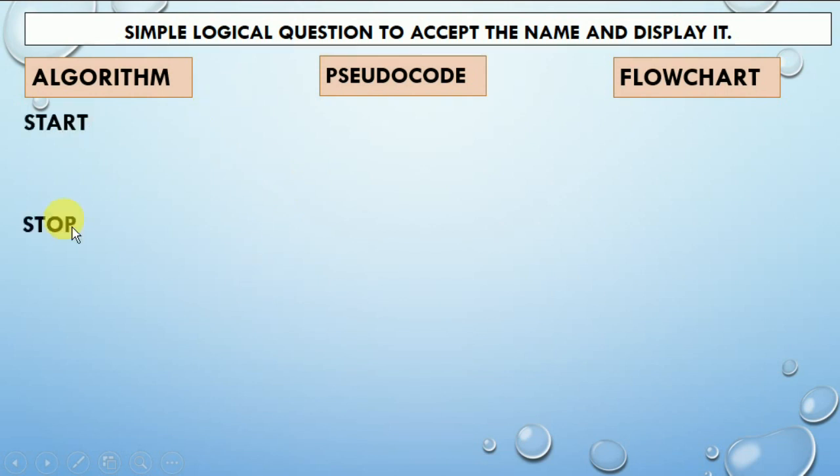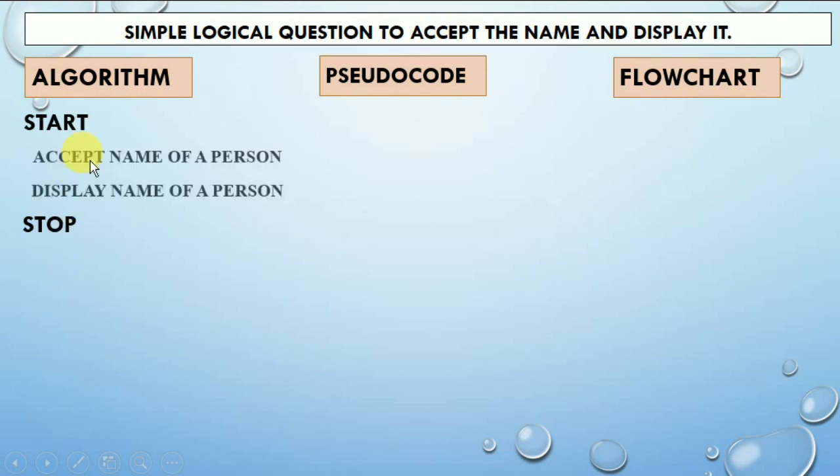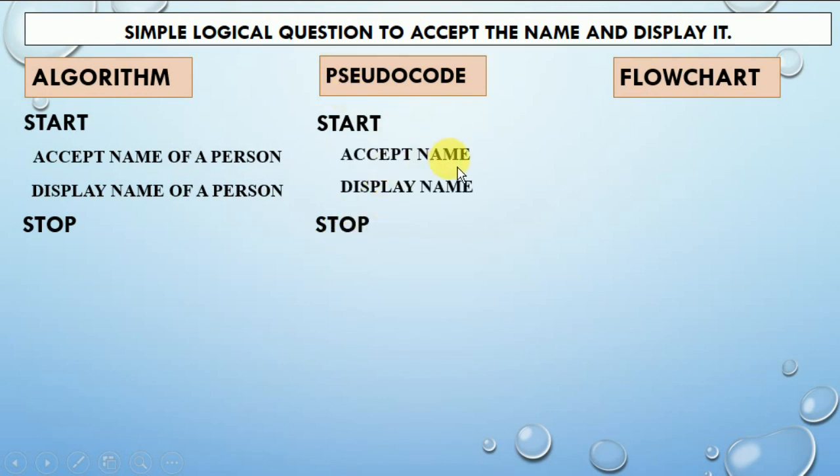If we go through the algorithm, what are the steps? Start and stop. And what are the lines? These are the two lines. Accept name of a person, display name of a person. These are simple common words I use for this algorithm. You know that simple words we have to use. Then what we have to do? We need to convert these sentences to a pseudocode. Again, I'm going to write the start and stop. This is the structure. Accept name, display name. This is the pseudocode converted from the algorithm.